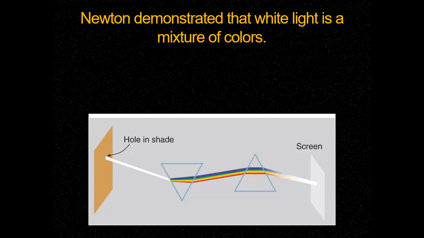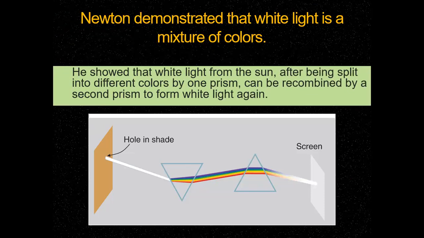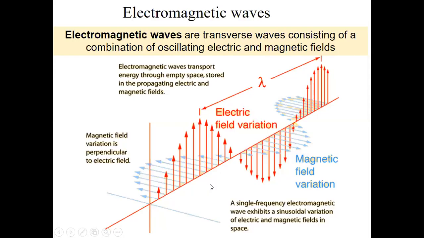Now, let's look at light. Light behaves like a wave at one point, and sometimes it behaves like a particle. In one of Newton's experiments, he demonstrated that white light is a mixture of colors. As in this example, if you use a prism and send white light through it, it can create rainbow colors. Then using a second prism, you can collect these rainbow colors back into white light. So we can conclude that white light consists of 7 colors. Then the light is an electromagnetic wave.